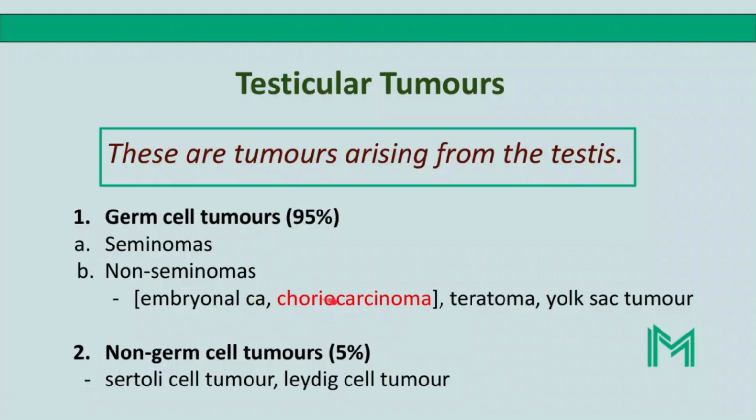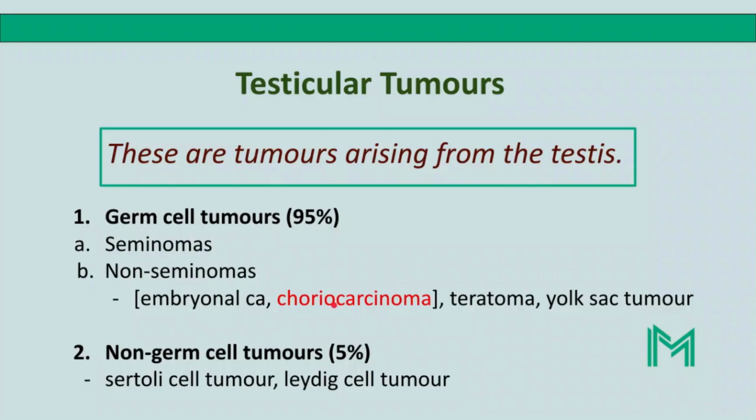as opposed to non-seminomas, specifically embryonal carcinoma and choriocarcinomas, which are very, very aggressive tumors. They have very high metastatic potential. They metastasize to the lungs, the brain, etc. So these are very aggressive tumors, but the most aggressive is the choriocarcinoma. It metastasizes very, very early. It metastasizes to the lungs very early.